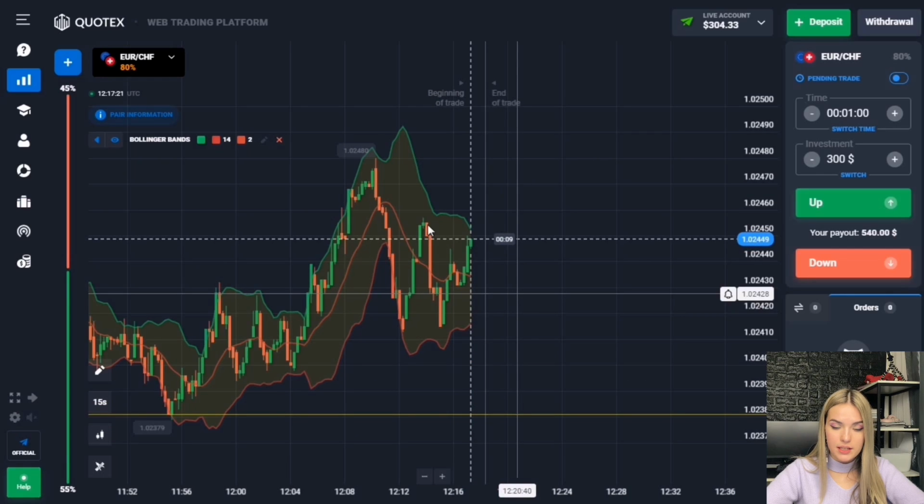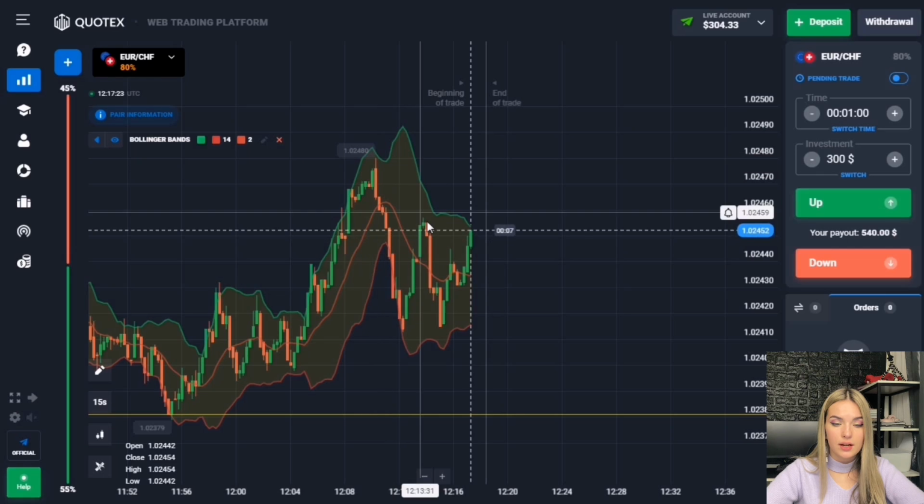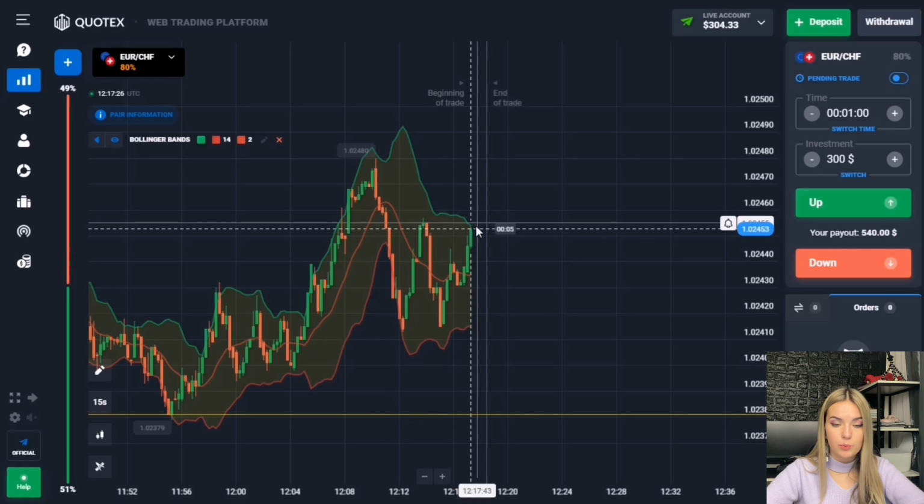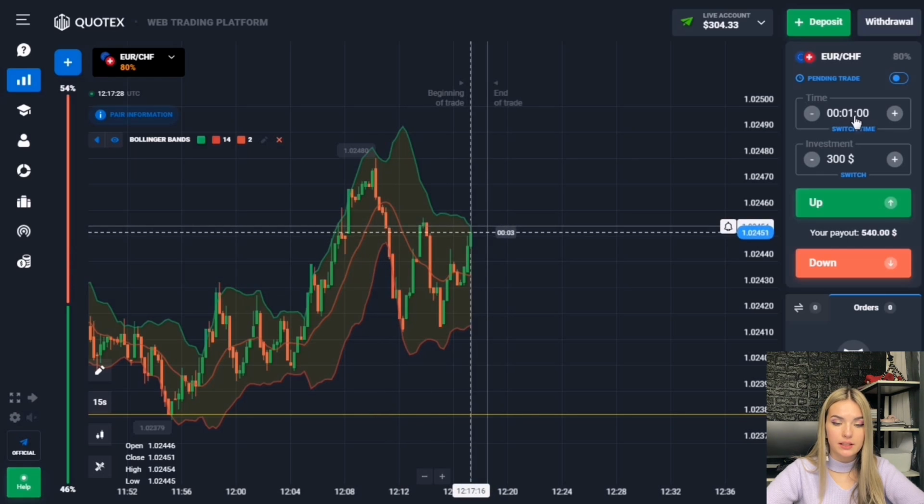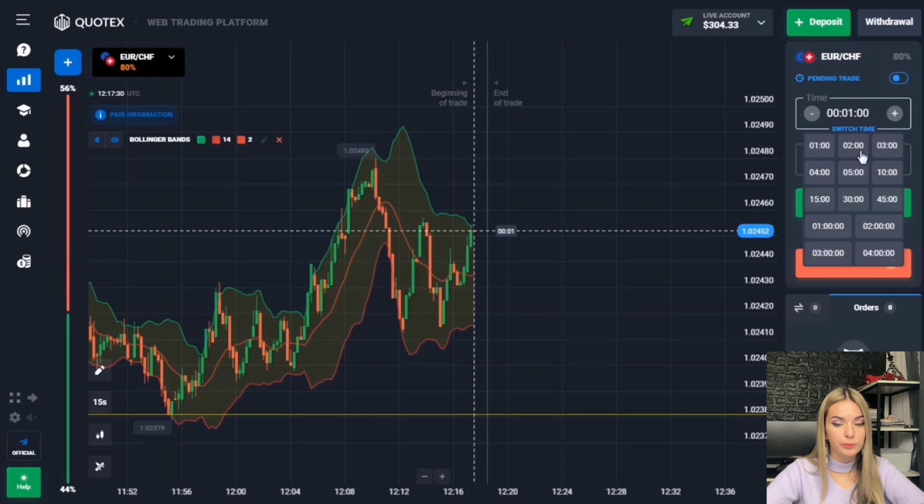Here we see that the price highs are getting lower and lower. There is a downside movement. Also at the moment the price has approached the upper limit of our indicator. In this situation I propose to open a deal for 2 minutes to decrease.